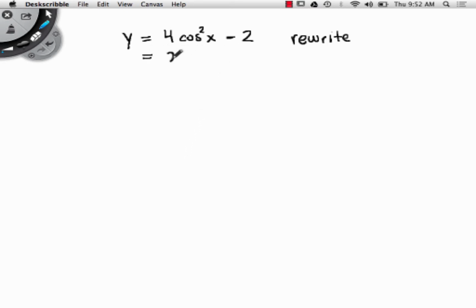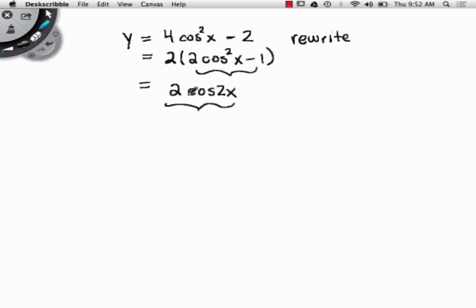So what I do then is I factor out a 2. And 2 cosine squared x minus 1 is what? Cosine of 2x. So this can be substituted with the cosine of 2x. So this becomes 2 times the cosine of 2x. This right here, Caitlin, is equivalent in number to the original. They all give you the same real number, okay? But it's way simpler because it's not a square. It's called a reduction in power.